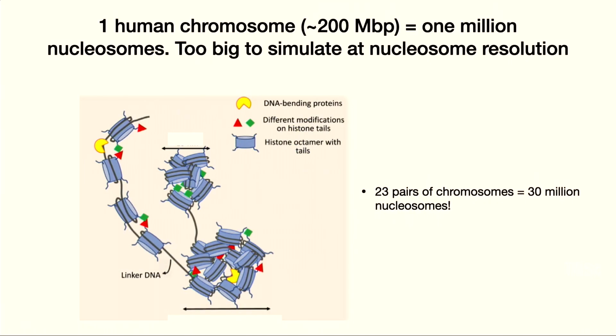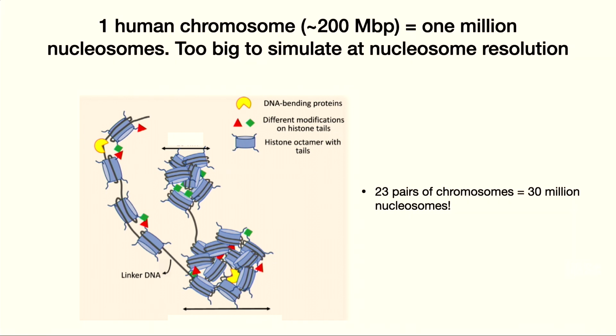And not only that, if you want to model chromatin, you cannot model at the nucleosome resolution. The natural way of modeling chromatin is to say, okay, this is my polymer and the nucleosome is like a bead, and if I do that, one human chromosome is like 1 million nucleosomes. So you cannot simulate 1 million beads. You cannot even simulate a single chromosome, and we have 46 chromosomes. So that's of the order of 46 million beads, and it is impossible to simulate the whole genome at the scale of nucleosomes.